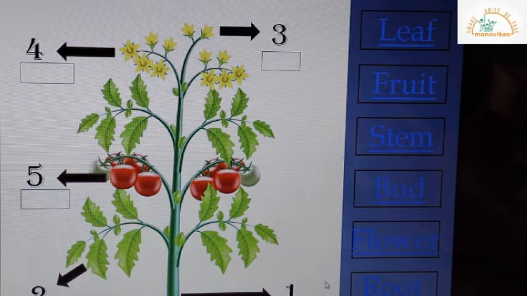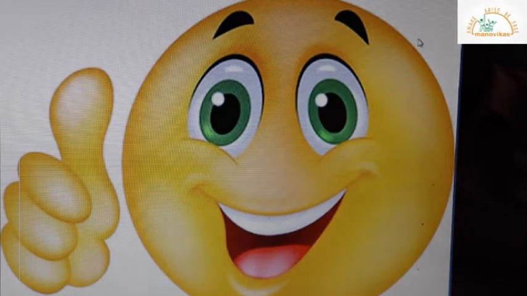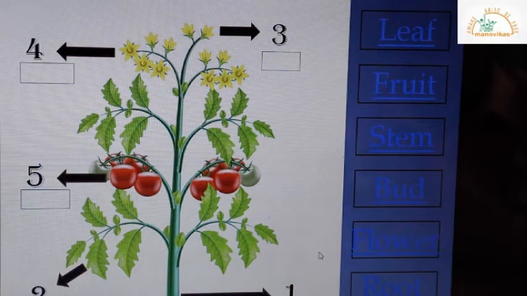Now let's move on to the second part of the plant that I have marked as number 2. What do you think, students? Which part of the plant is this? Is it the leaf, fruit, the bud, the flower or the root? Which part is it? Let's check. Leaf. Let us check if it's the right answer. Oh yes, it is the right answer. It is the leaf.